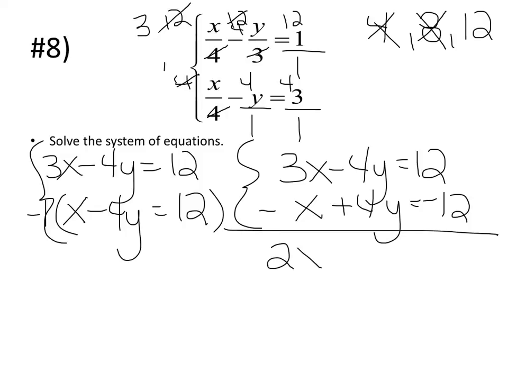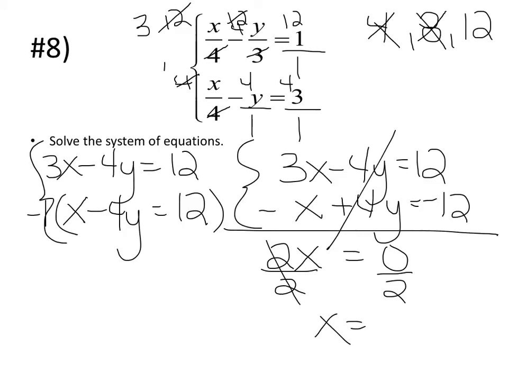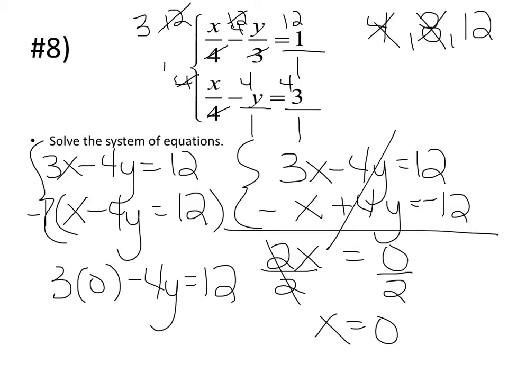3x minus x is 2x. These cancel. 12 minus 12 is 0. Divide both sides by 2. You get x is equal to 0. You're going to plug that back in. I'll plug it back into the top equation. 3 times 0 minus 4y is equal to 12.